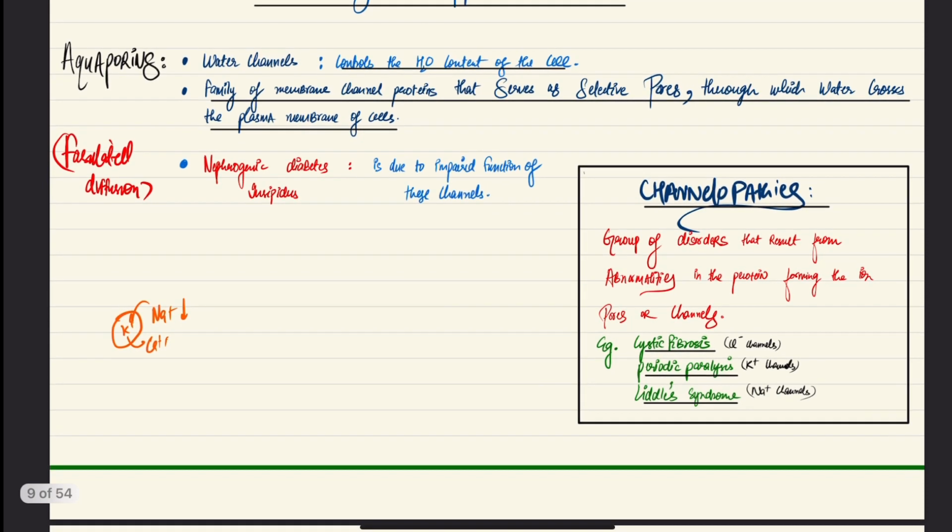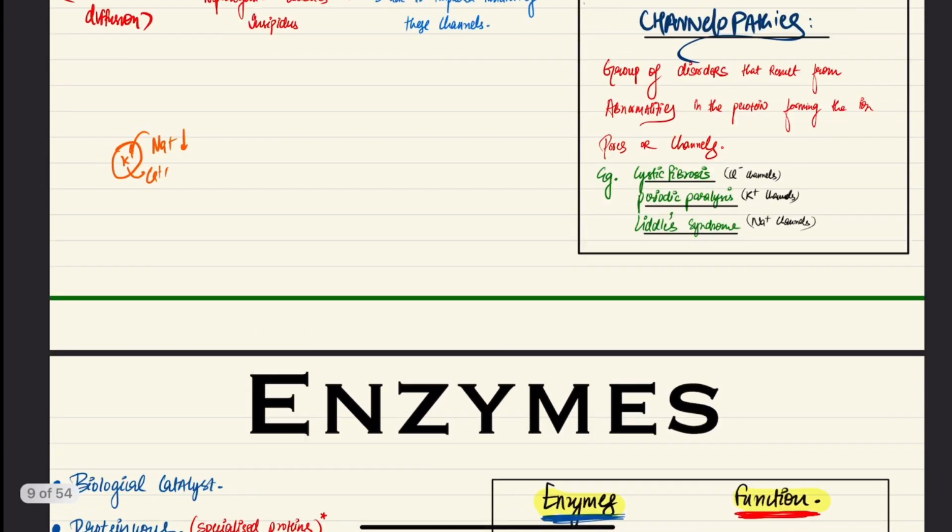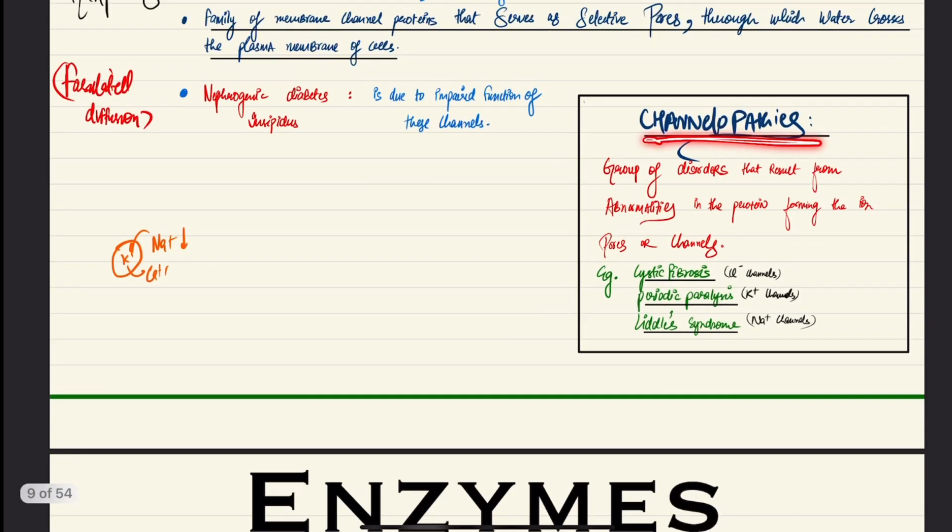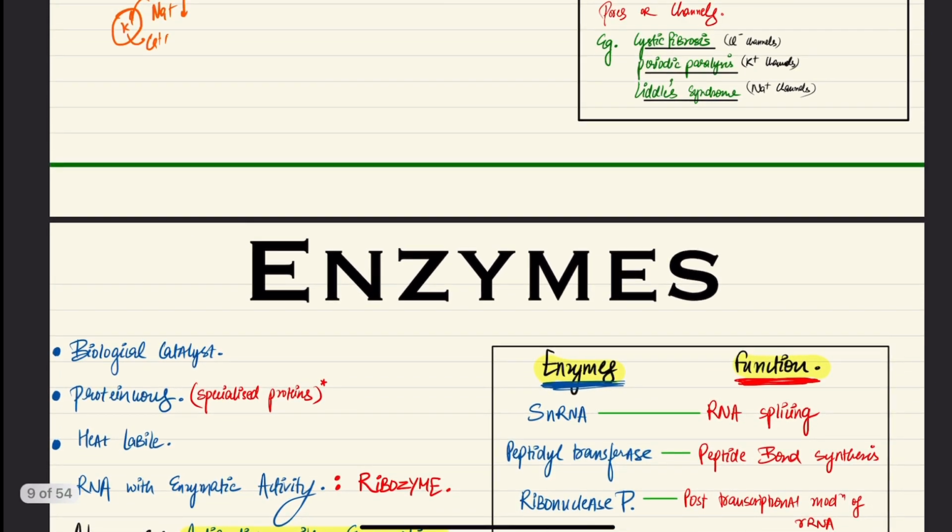What are aquaporins? Aquaporins are basically water channels. They control the water content of the cell. They are a family of membrane channel proteins that serve as selective pores through which water crosses the plasma membrane of the cells. A facilitated diffusion example is nephrogenic diabetes insipidus, which is due to impaired function of these aquaporins. That is one of the things. And channelopathies. What are channelopathies? These are a group of disorders that result from abnormalities in the proteins forming the ion pore channels. Cystic fibrosis, periodic paralysis, and Liddle's syndrome are examples of these.